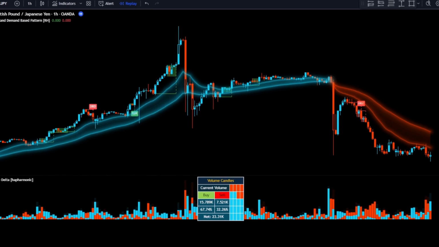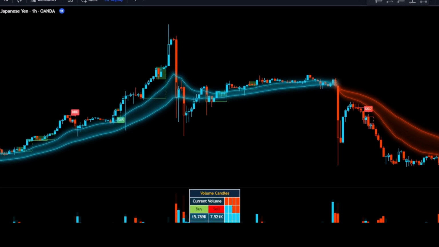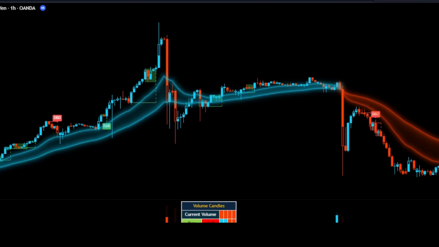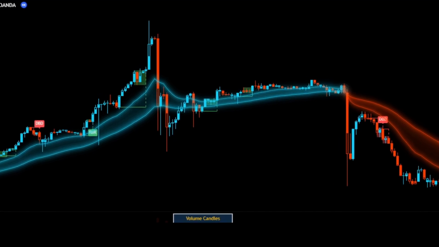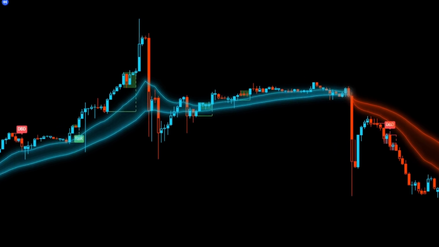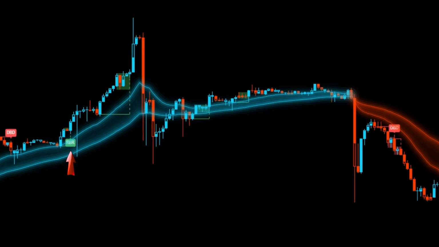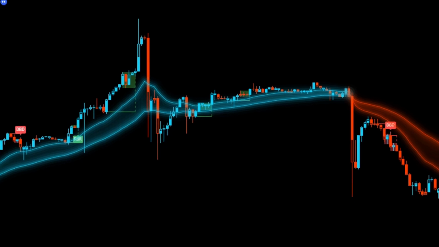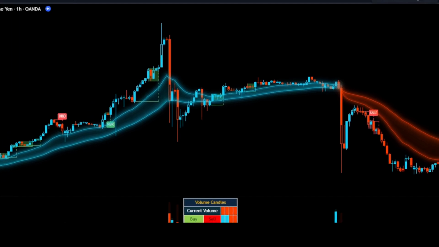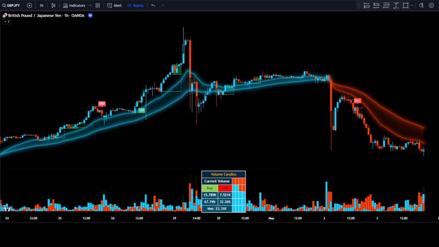This supply and demand-based pattern indicator will automatically provide information about supply and demand in the form of rally-base rally or RBR and drop-base drop or DBD. If a rally-base rally or RBR signal appears, it is a buy signal. If a drop-base drop or DBD signal appears, it is a sell signal. Now, let's discuss how to place buy and sell entries using this trading strategy.